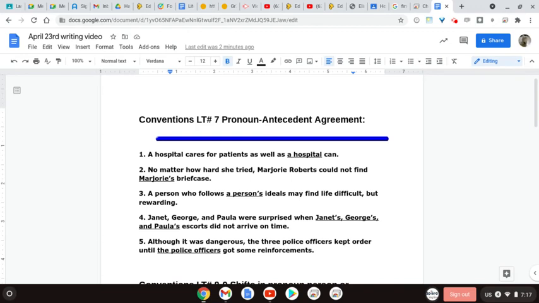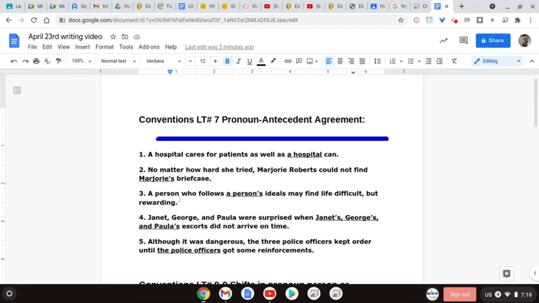The correct response, it. Number 2, no matter how hard she tried, Marjorie Roberts could not find Marjorie's briefcase. So we're replacing this underlined word with a pronoun to make sure it agrees in gender and number. What word do we need? Marjorie is single. Marjorie is female. We need her in that case.